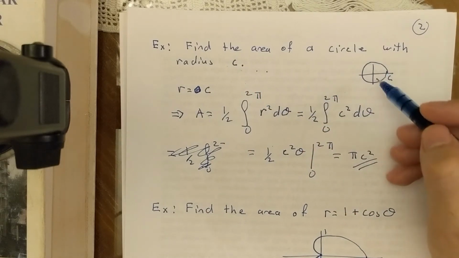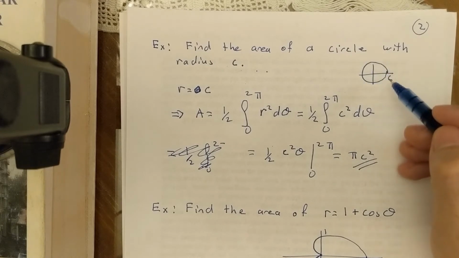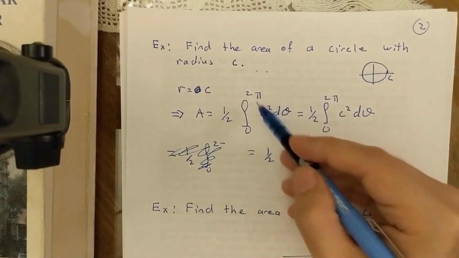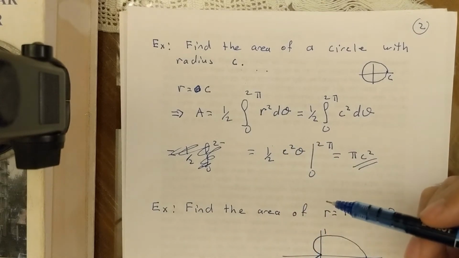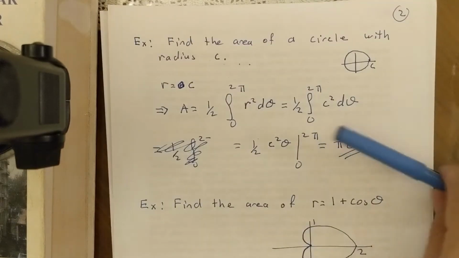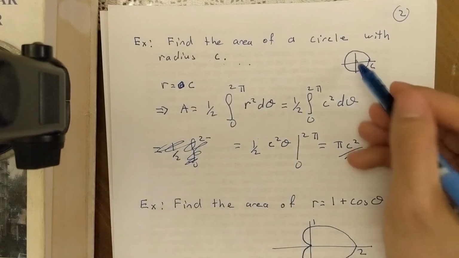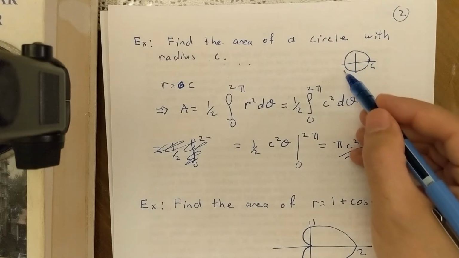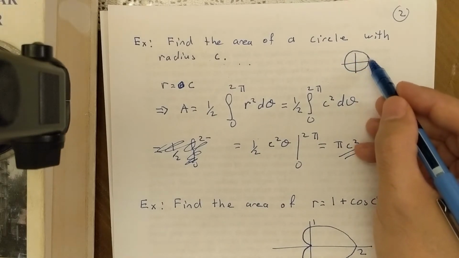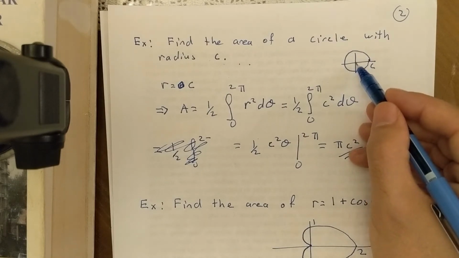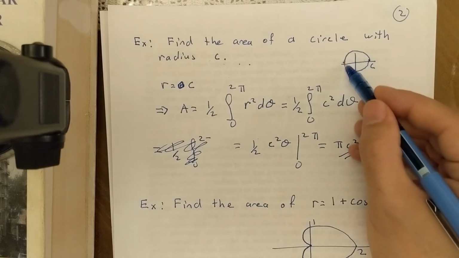So here I drew a picture. We have a circle of radius c. Now the area is 1/2 integral from 0 to 2 pi of r squared d theta. That's the formula. Now why is it 0 to 2 pi? Think about it. We're going to sweep. We're going to start from here, and how long would it take for me to go around the full circle? I need to go around 2 pi radians. If I wanted to do half a circle, I would need to go around pi radians.